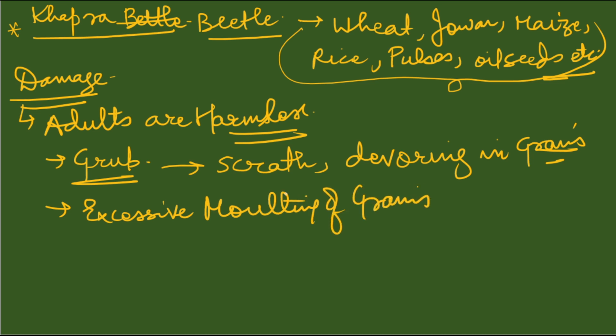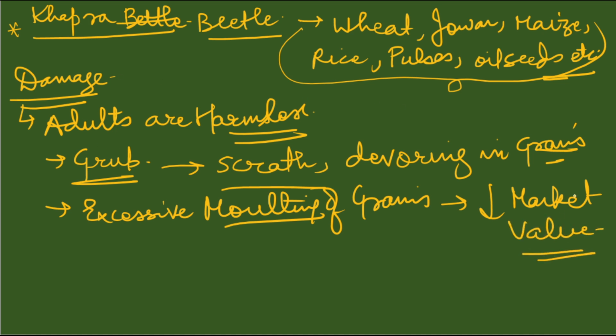So what will these molting and scratches do? They generally reduce the market value of the grains. Whenever you see scratches in the grain, you will not purchase that type of grain, because you will know that it is of inferior quality. So this molting and scratching of the grain by these grubs reduces the market value of the grain. This is one of the major factors. They generally do not damage the grain as a whole unit, but due to scratches and other things, it reduces the market value, and that is why its control is very important. So this is how they damage.